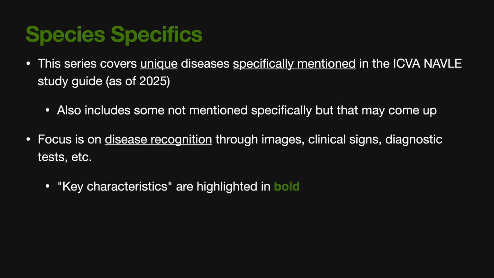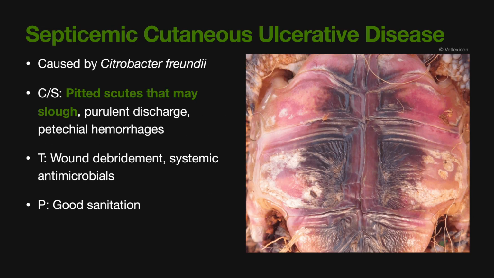The focus of these lectures is on disease recognition through images, clinical signs, and diagnostic tests. I've also highlighted key, easily recognizable characteristics in bold. There are only a few notable diseases to remember about chelonians for the NAVLE, so I've put them in no particular order. We will start with septicemic cutaneous ulcerative disease.